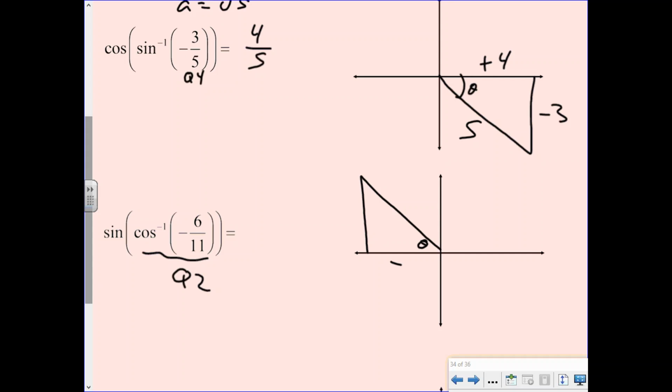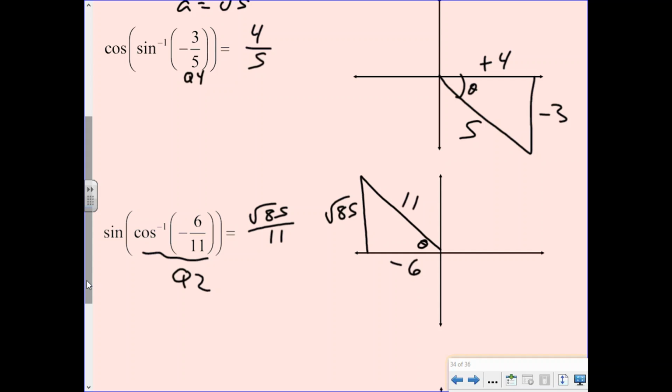Adjacent over hypotenuse. So adjacent, that'd be -6 here, and the hypotenuse is 11. Pythagorean theorem again. So this would be 121 minus 36, which I believe is root 85. You can double check my math there, but that seems right. And so the sine of that angle, and notice that is positive in quadrant 2, the sine, opposite over hypotenuse, would be root 85 over 11.